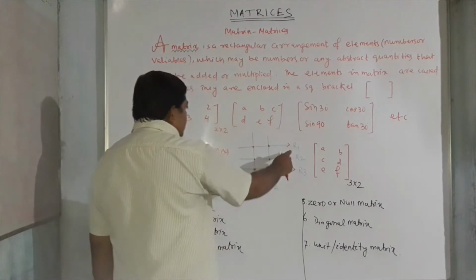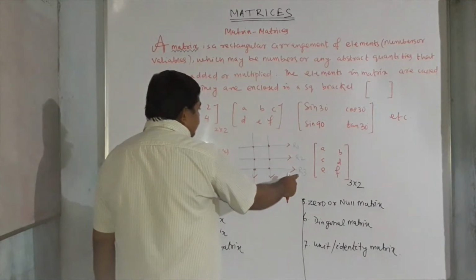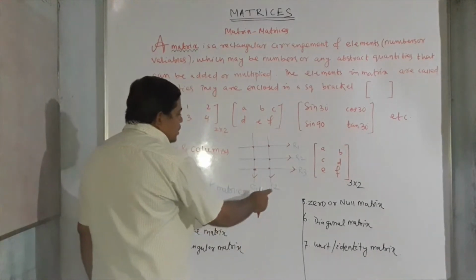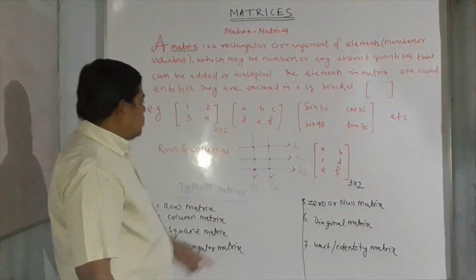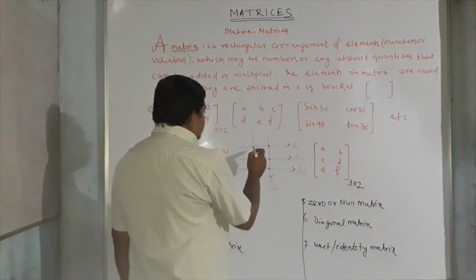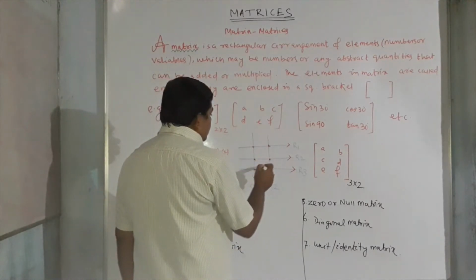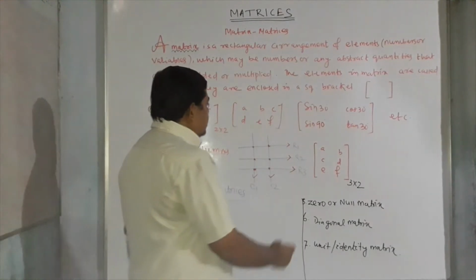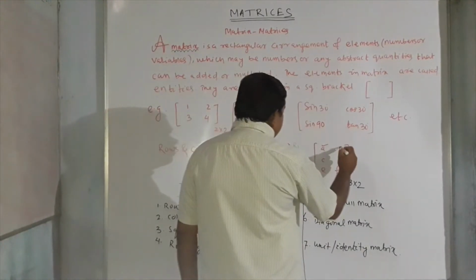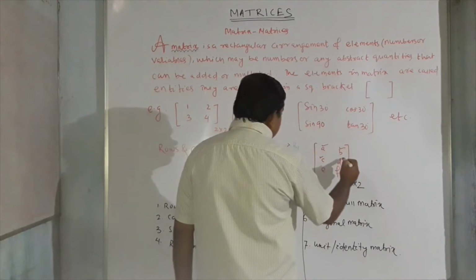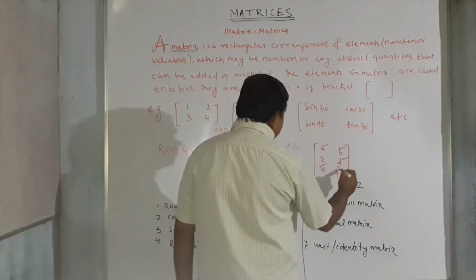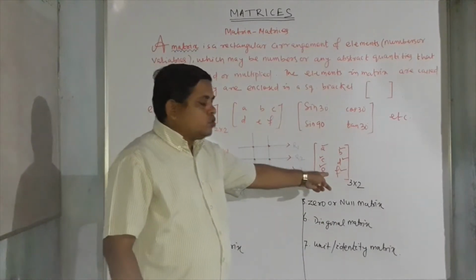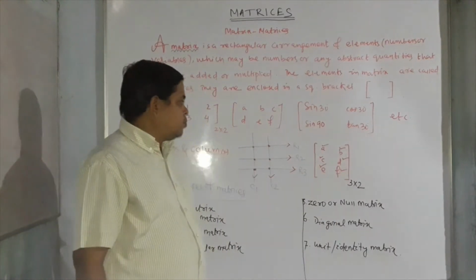So I wrote here R1, R2, R3, that means row 1, row 2 and row 3. Here is column 1 and column 2. Then you come to it in a similar manner. Here I get 1, 2, 3, 4, 5, 6 elements I can put here. Any 6 elements put, then it becomes matrix A. Here B, here C, here D, here E, here F. That means a rectangular arrangement of variables. A, B, C all are variables here.